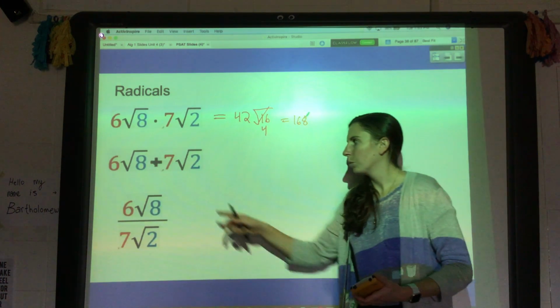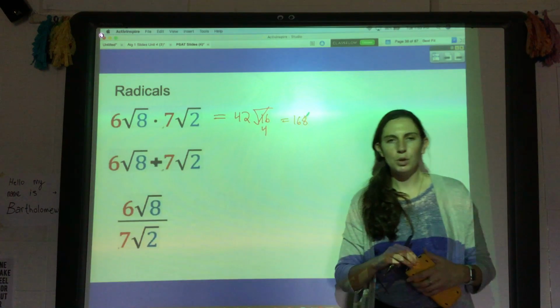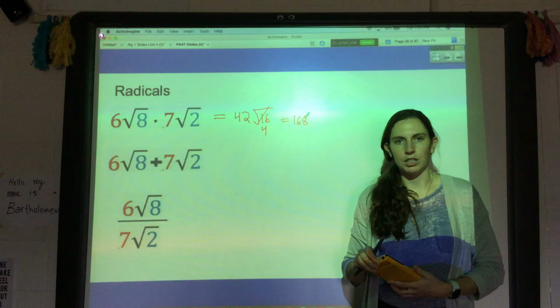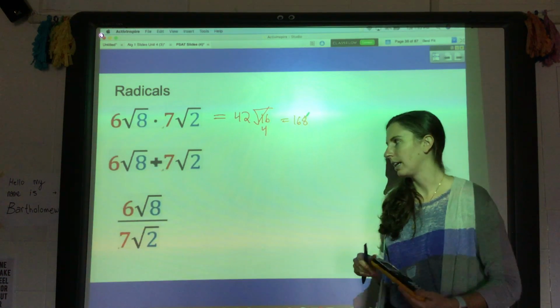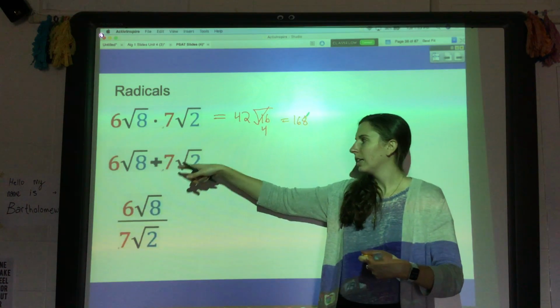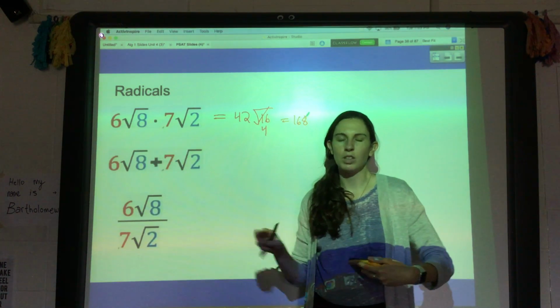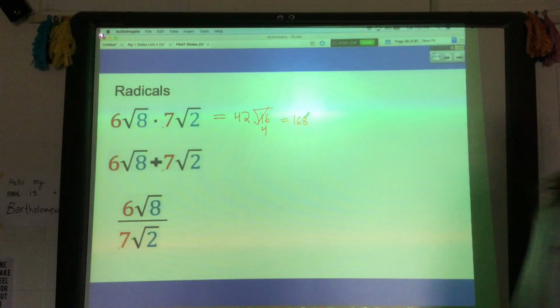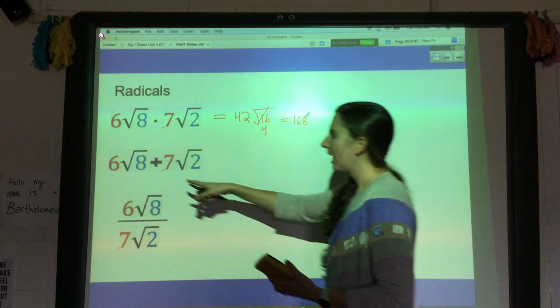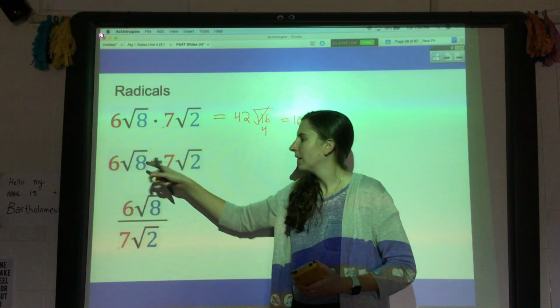On this one, we're adding. If you are adding or subtracting radicals, they have to be like terms. And by like terms, I mean they have to have the same radical. Like if this one's square root of 2, this one also has to be square root of 2. So as they are, I can't add them. However, 8 will actually break down a little bit.